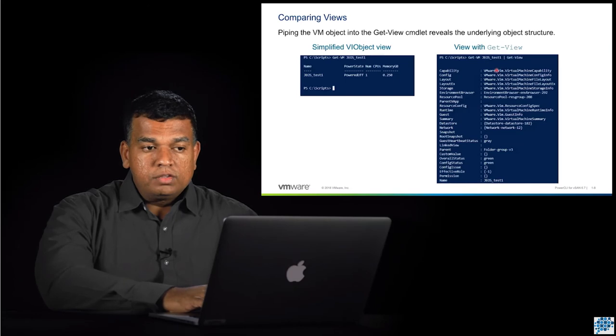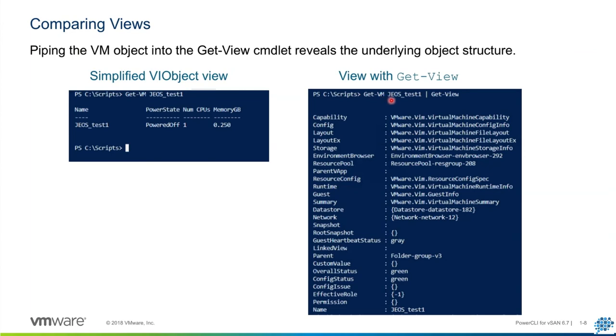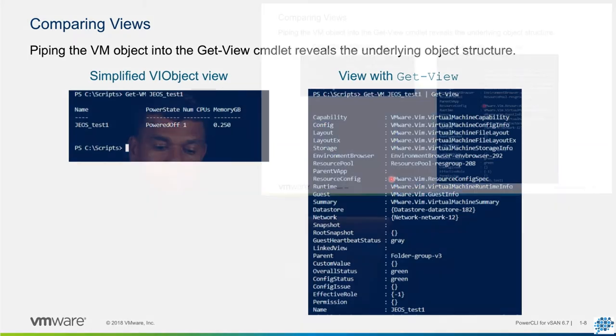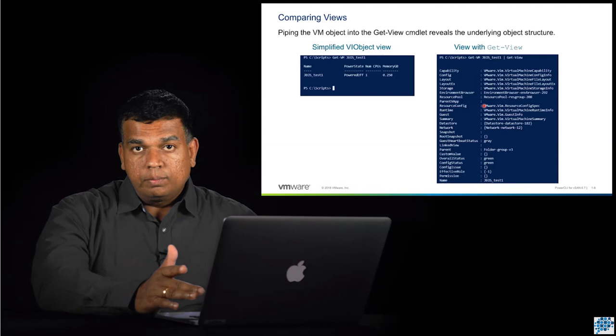Now let's take a look at this screenshot on the right hand side, where we say Get-VM JEOS_test1, and we are piping that into the Get-View commandlet. If we pipe it into the Get-View commandlet, we get an entirely different picture. This shows the underlying complexity of that object. This is the API implementation of that particular object. So let's see further how we can use the Get-View commandlet to look at those objects in more detail.